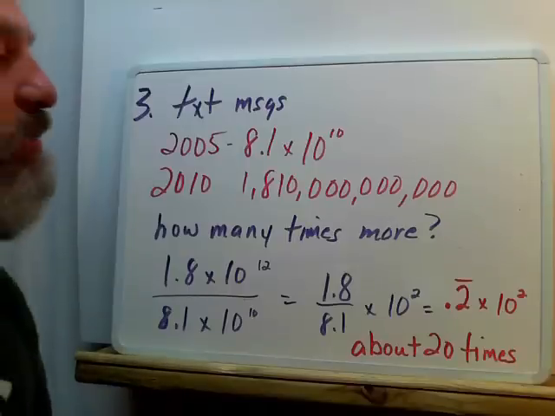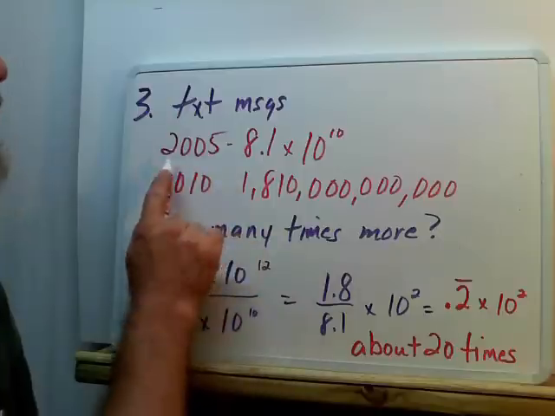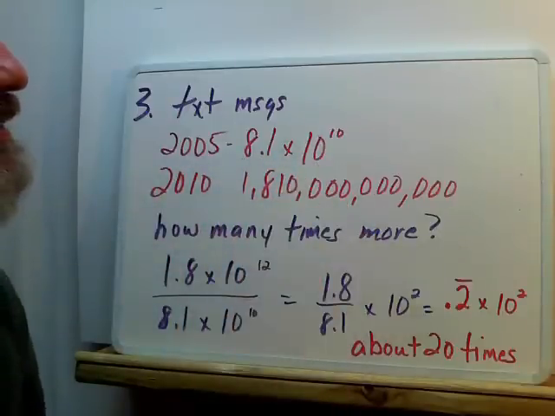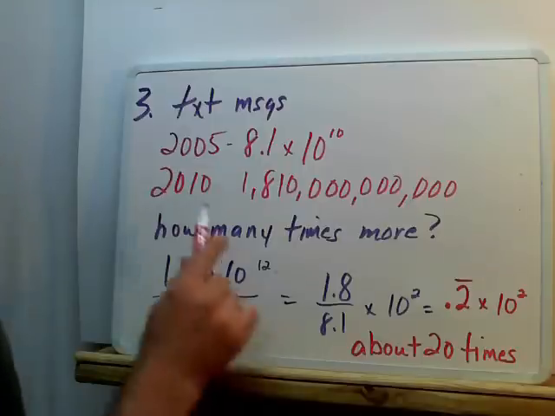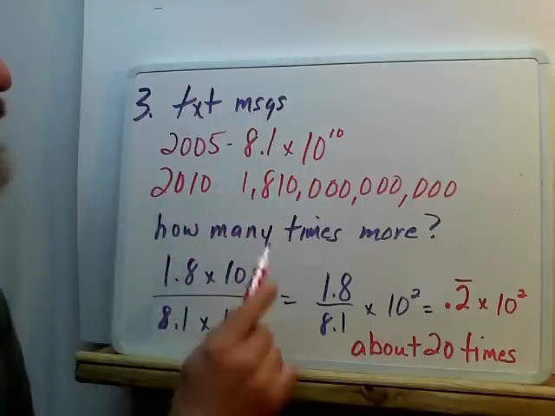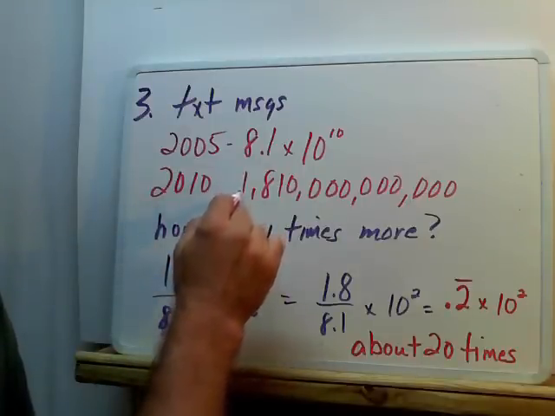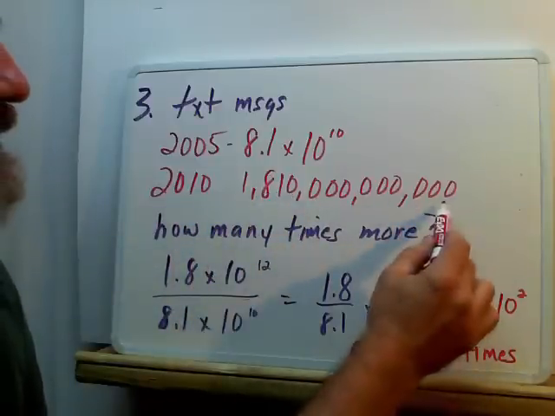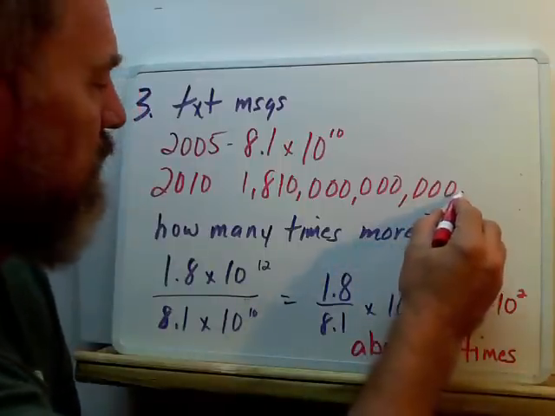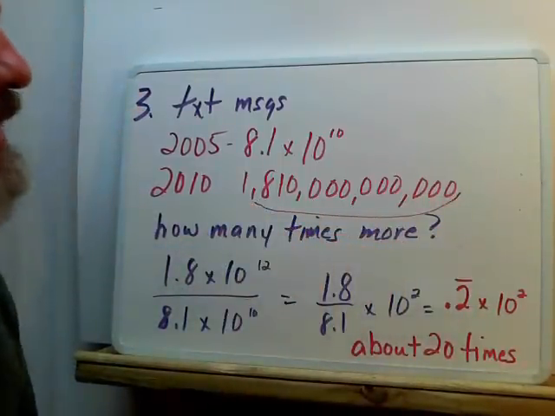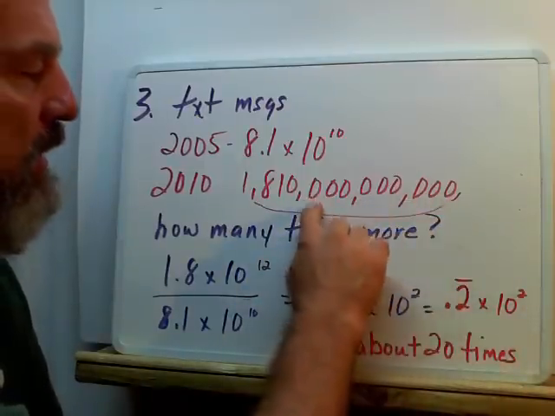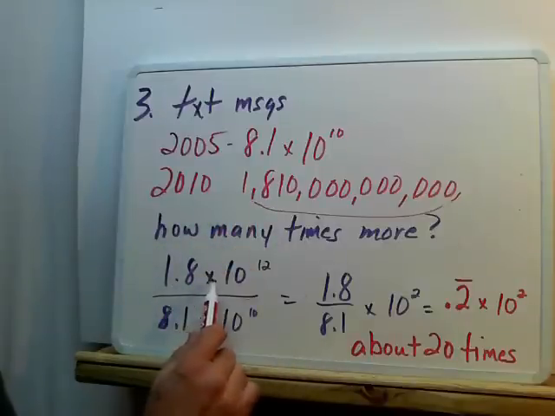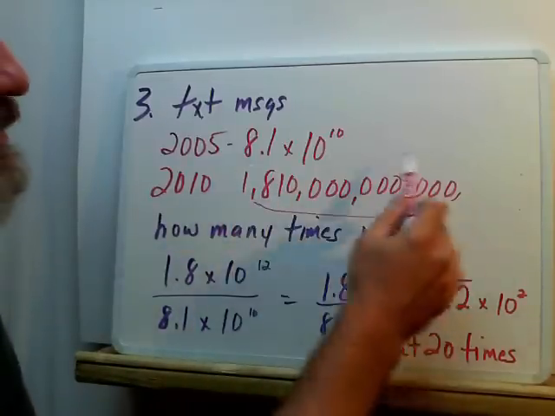Problem number 3 is about text messages, something that you can all relate to. In the year 2005, there were 8.1 times 10 to the 10th text messages sent. In 2010, that number jumped up considerably to 1,810,000,000,000. So we need to count from here to here to put this in scientific notation. It's 3, 6, 9, 12 places we moved. So we have 1.81 times 10 to the 12th as how we would write this number in scientific notation.